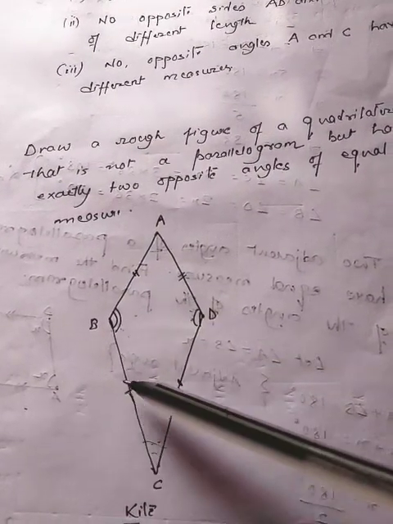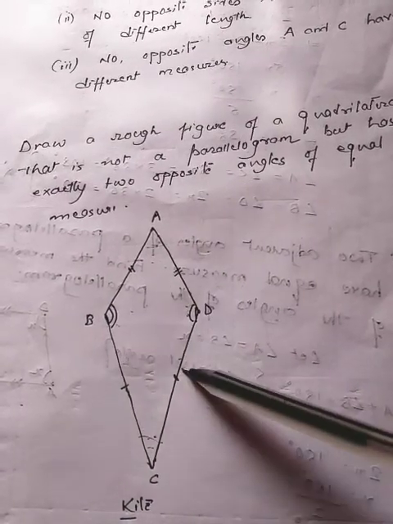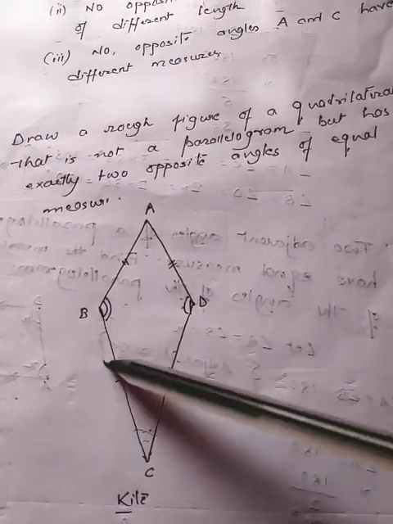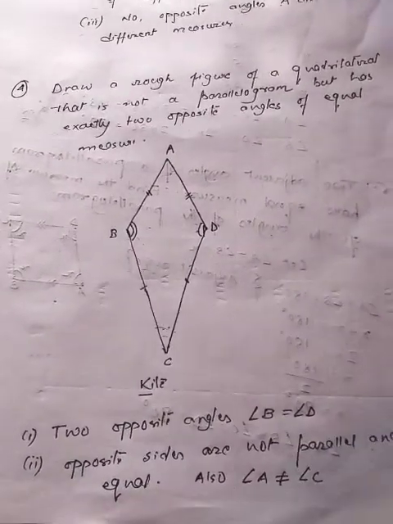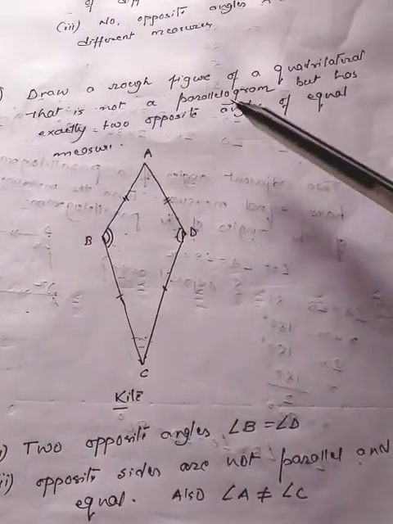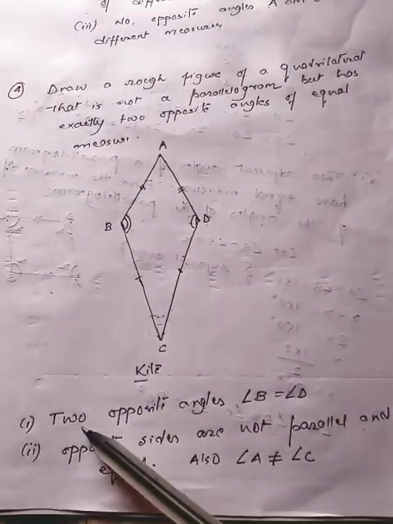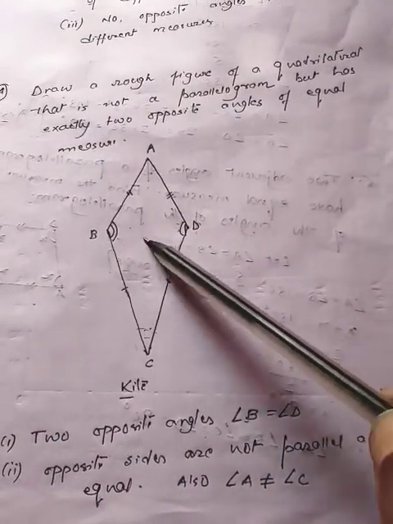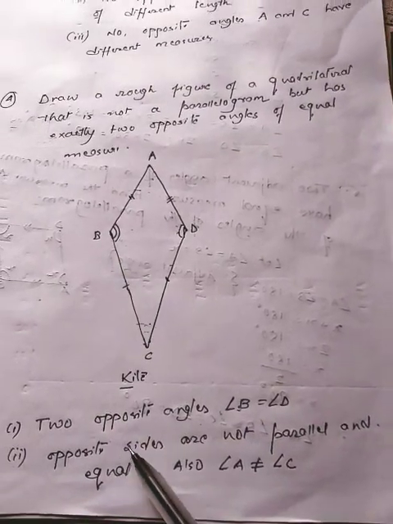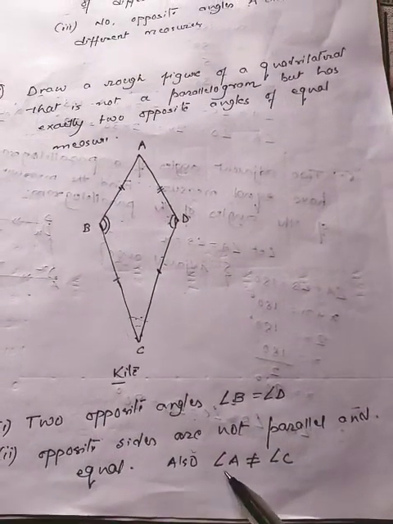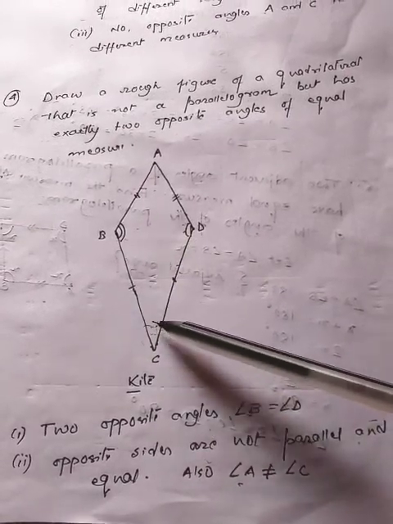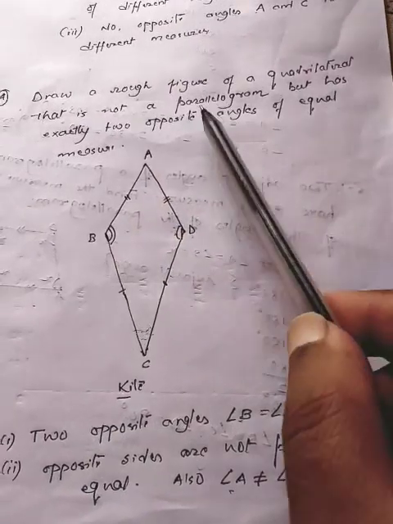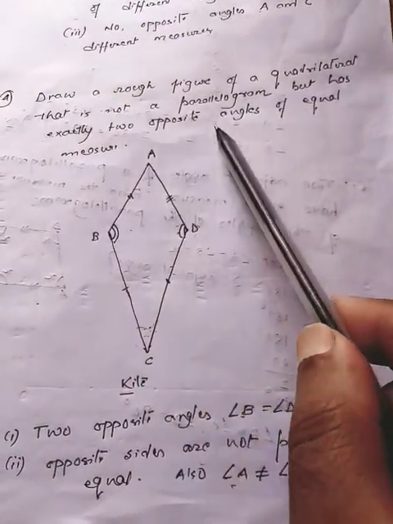And you see that the opposite sides are also not parallel. Opposite to AB is DC. They are not parallel and equal. So these are some of the reasons why this is not a parallelogram, but the opposite angles are equal. I have written number 1, two opposite angles, angle B equals angle D. This is the first criterion, that the two opposite angles should be equal. But why is it not a parallelogram? I have written that opposite sides are not parallel and equal, and also angle A is not equal to angle C. So these are the reasons why it is not a parallelogram, but we have maintained this particular property, that two opposite angles are equal.